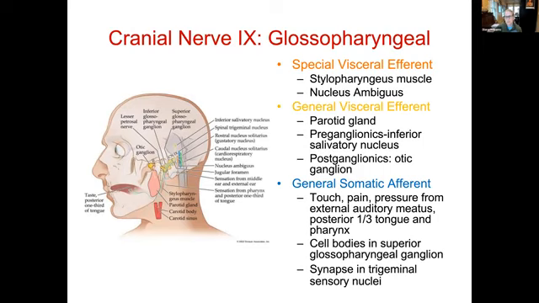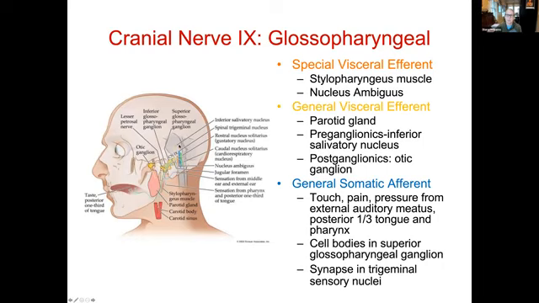The other type of motor fibers that we see running with the glossopharyngeal nerve are going to be parasympathetic fibers. So remember, those are always general visceral efferent fibers. And again, it's a 2-neuron pathway to get out to the visceral tissue out in the periphery. So the preganglionic cell bodies will be within the brainstem. In this case, they exist in a nucleus known as the inferior salivatory nucleus.